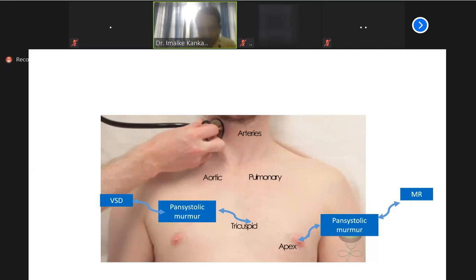That's the key. If you hear the murmur best heard in the apex, then it has to be pansystolic. If it is the tricuspid area, it's also pansystolic. This is the commonest case. Then an ejection systolic murmur at the pulmonary area.